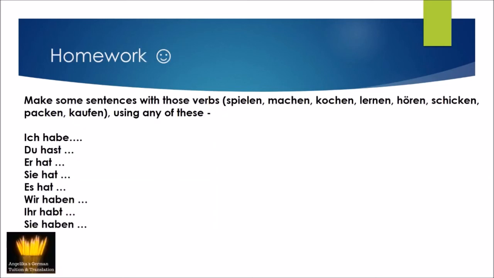Homework! Make some sentences with those verbs. So spielen, machen, kochen, lernen, hören, schicken, packen, kaufen. Using any of these. So ich habe, du hast, and so on. Don't have every sentence with ich habe. Choose some different ones as well.